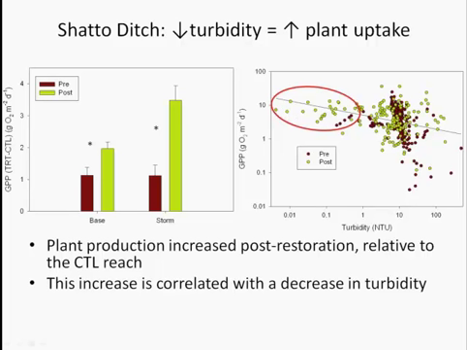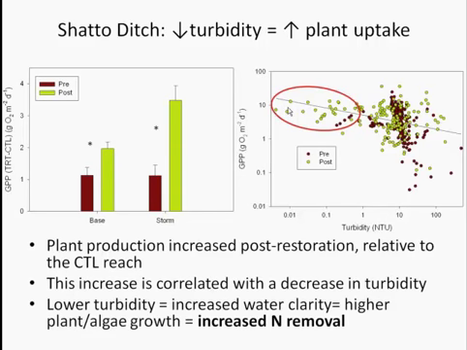And over here, after the restoration, we saw some of the lowest turbidity we've seen in the ditch, and we saw some of the highest plant production we've seen in the ditch. So basically what happens again, lower turbidity, increased light penetration results in higher plant growth, which is what we see here. And as those plants grow, they take up nitrogen. So we're increasing N removal. We're hoping to scale this up to an N removal number, which we don't have yet. But certainly we know that there's additional N uptake occurring by the plants as a result of the restoration.